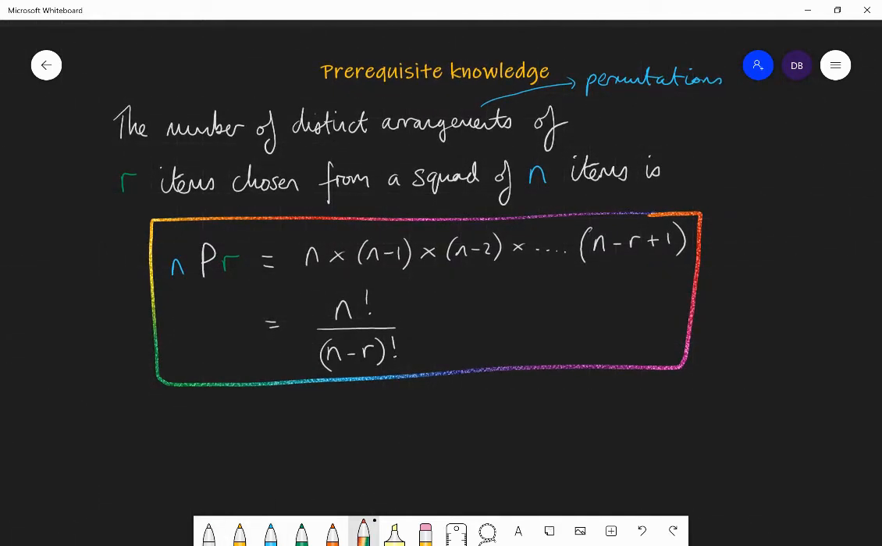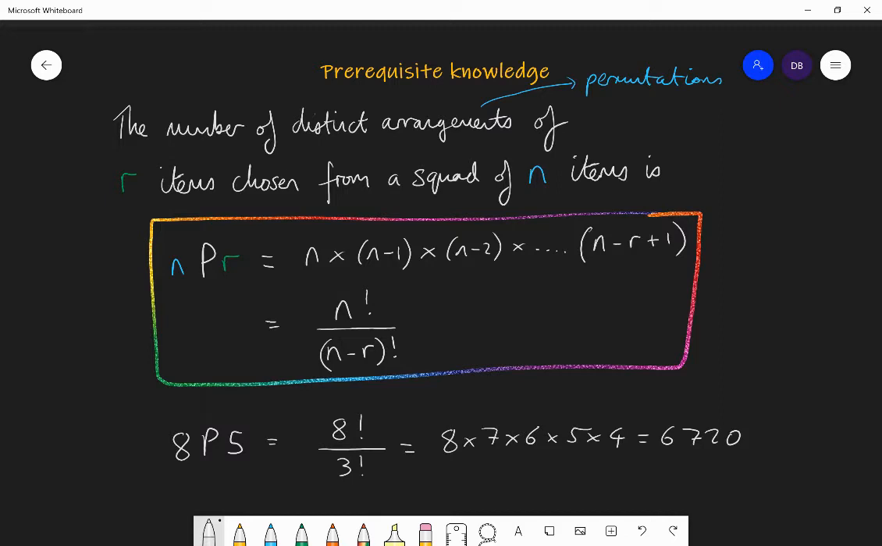For example, in the last lesson, we did the number of ways of arranging five things if we have eight to choose from, and that would be 8P5. That's equal to 8 times 7 times 6 times 5 times 4, which is 8 factorial divided by (8 minus 5) factorial, which is 3 factorial. If we divide 8 factorial by 3 factorial, we can cancel the 3 times 2 times 1 on top with the 3 times 2 times 1 underneath, and we just get 8 times 7 times 6 times 5 times 4. That gives us 6,720.